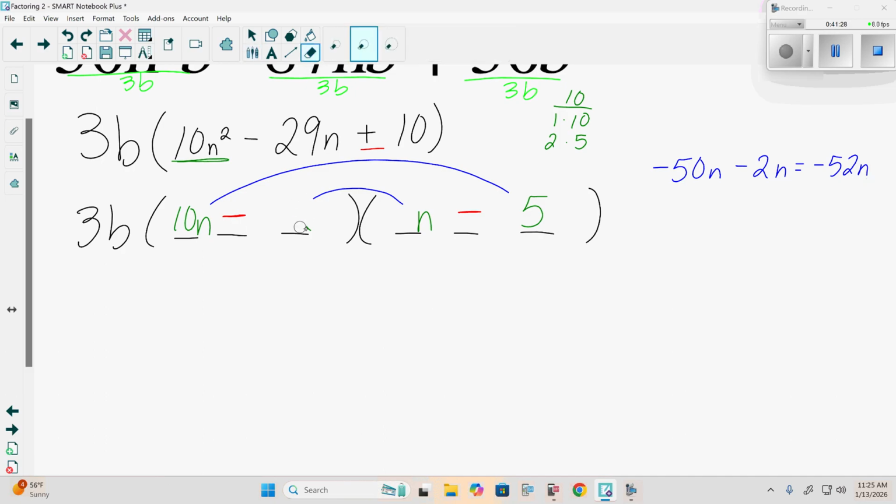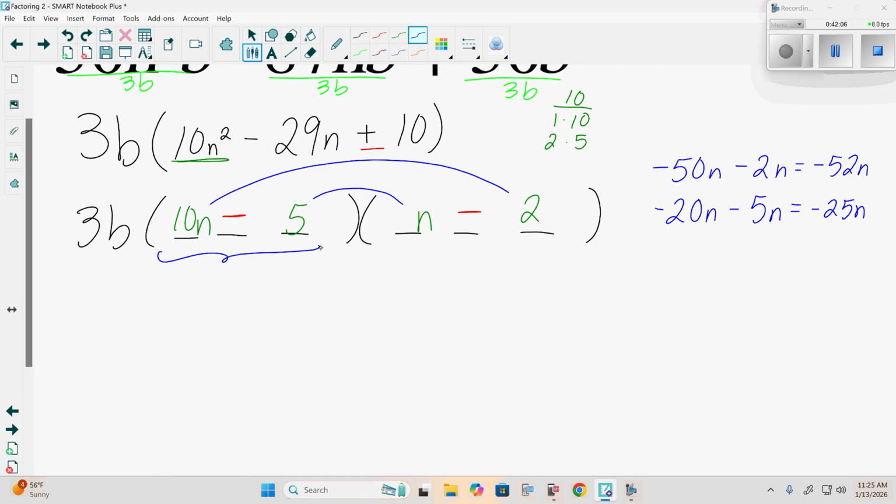So we could try flipping it, yes? Five and 2. 10n times negative 2. 10 times negative 2 would be negative 20n. Negative 5 times n would be negative 5n, giving us negative 25. Is that the middle term we wanted? Now we did say from 10n squared, 29n and 10, there was no more greatest common factors, yes? So looking at it here, 10n and minus 5, is there a common factor between these two?